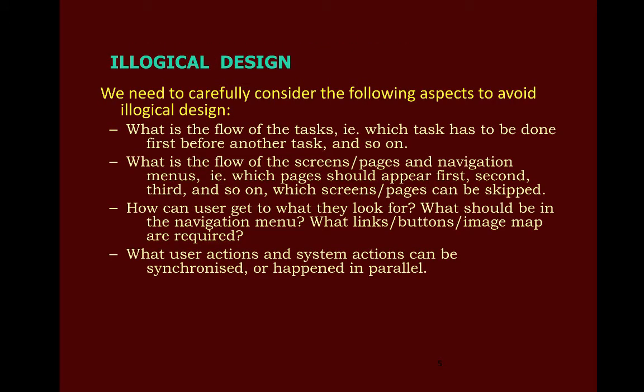So illogical design could mean some of these things. What's the flow of tasks? What's the logical flow of the tasks, from one thing to another? For instance, if you have bought something from Amazon before, it takes you through a logical series of steps to accomplish a task. So what's the flow of the screens, the pages? How can a user get to what they look for, for example, in a navigation menu and so on? So you might want to look at a website and say, okay, suppose the user wants to accomplish this task. How easy is it for the user to do that starting from the home page? So what user actions and system actions can be synchronized, what can happen in parallel and so on.